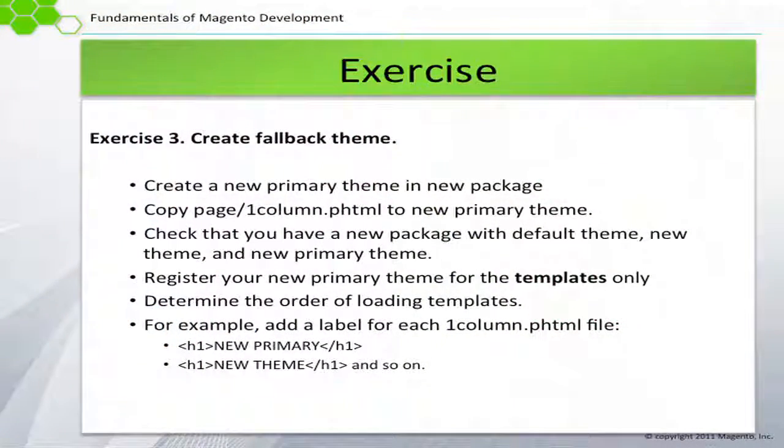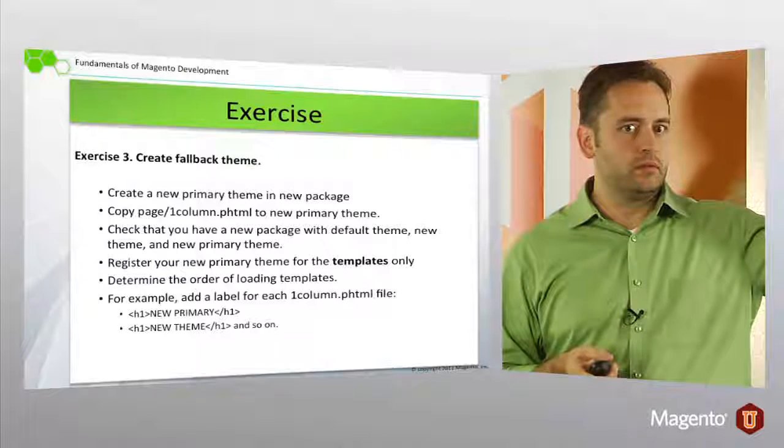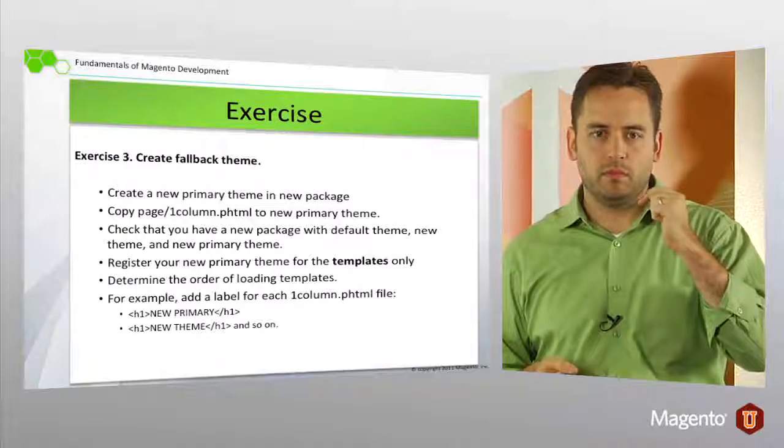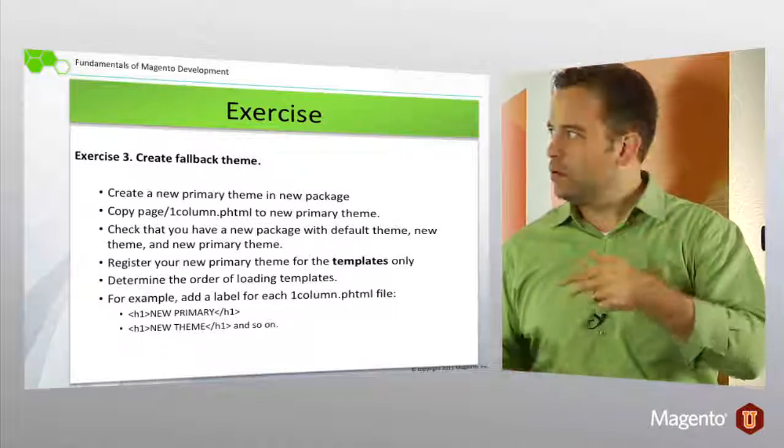Okay. This should hopefully be clear, right? So let's talk our way through this. Create a new primary theme and the new package. So our new package is custom package, custom underscore PKG. That's a folder. What do we do to create a new theme? Two steps. First create the folder for the new theme, and then a template folder, and then page.